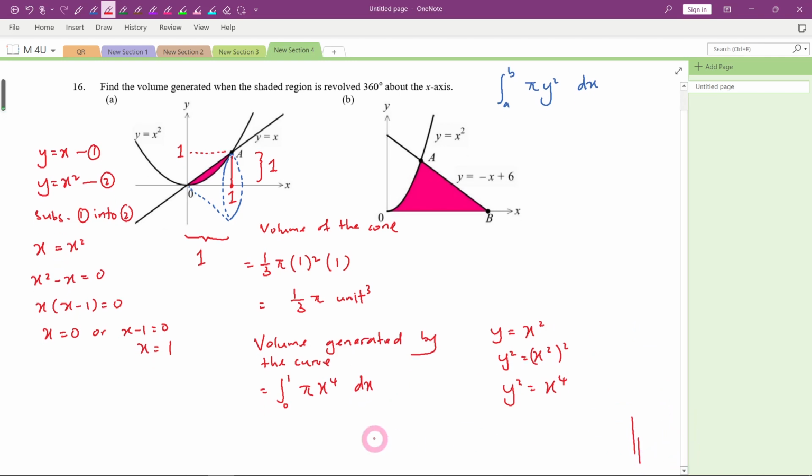Now we can start to do the integration. So same thing, pi is a constant. If you want, you can pull it out. If you don't want, just keep it inside, it's okay. 4 plus 1, you get 5. Here we write 5. Upper limit, lower limit.